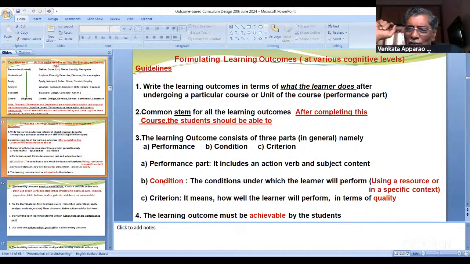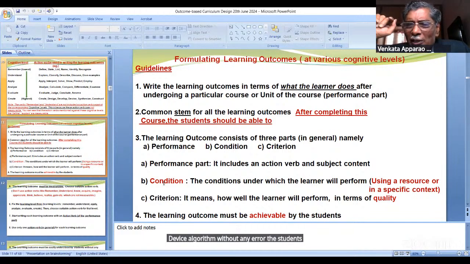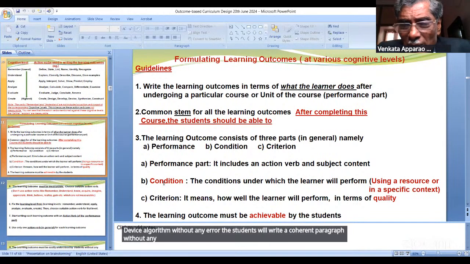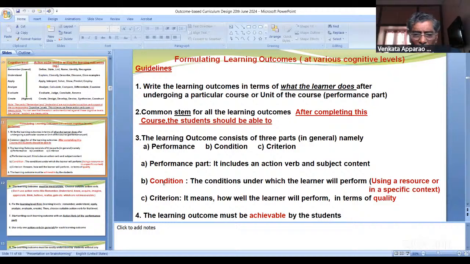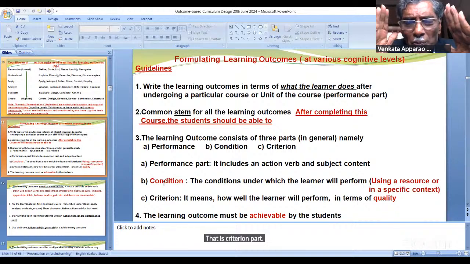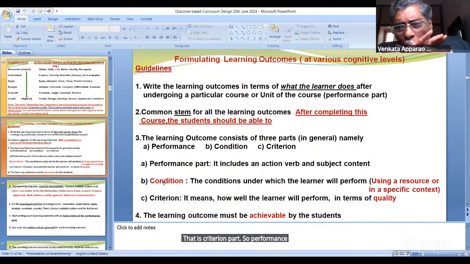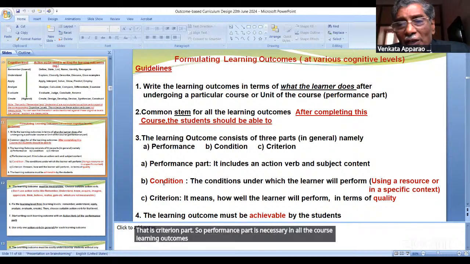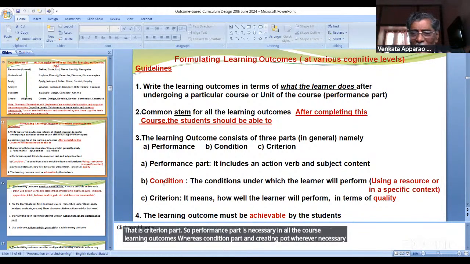The students will devise an algorithm without any error. The students will write a coherent paragraph without any grammatical error in the English language. That is the criterion part. So, performance part is necessary in all the course learning outcomes, whereas condition part and criterion part wherever necessary. That is regarding the third guideline.